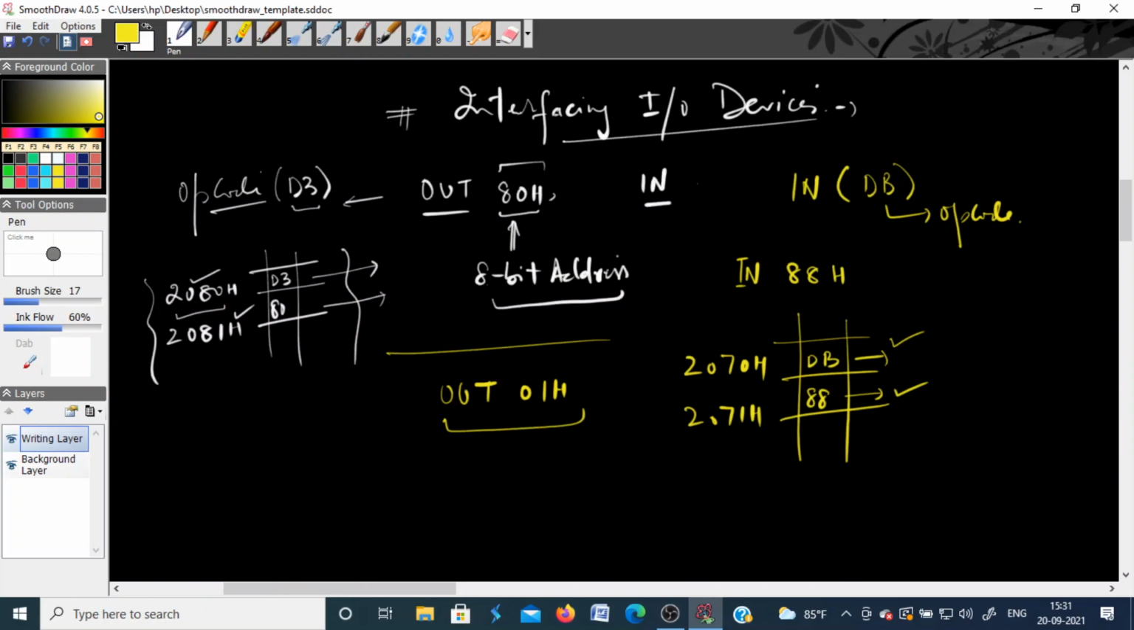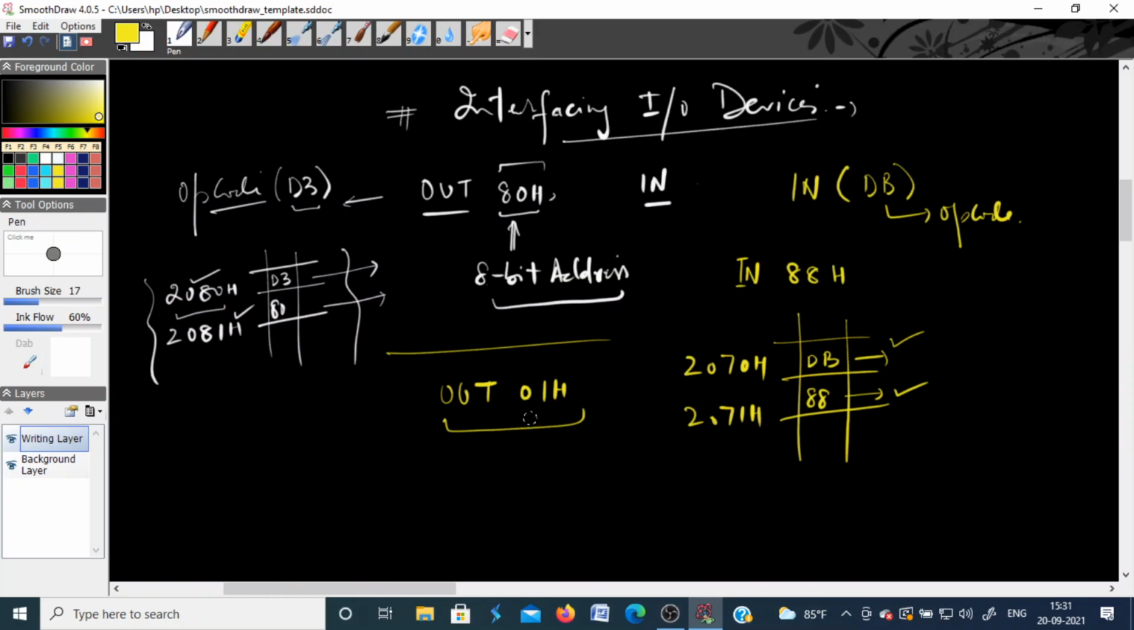This type of input-output connection, or input-output device interfacing, where the port is identified by an 8-bit address, we call peripheral input-output. Another is memory mapped input-output, in which the device is identified by a 16-bit address. That we will discuss later on. First we will discuss these peripheral input-output instructions, which are OUT and IN.